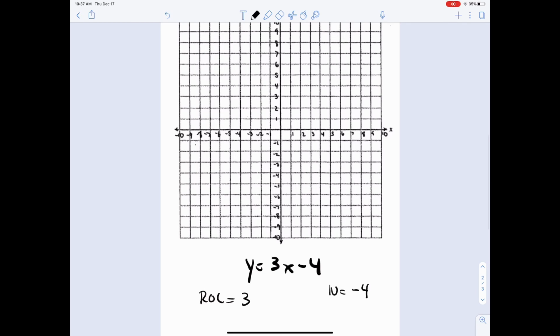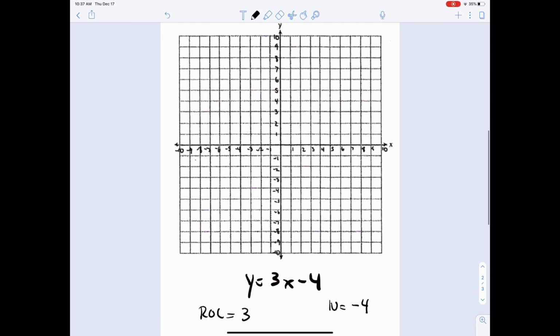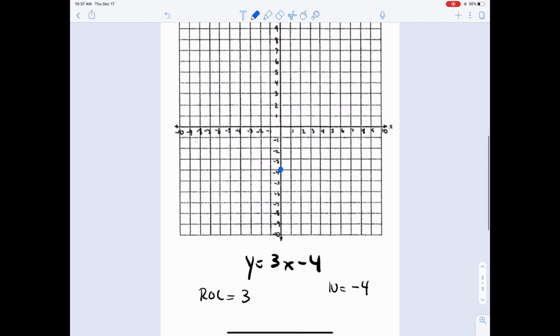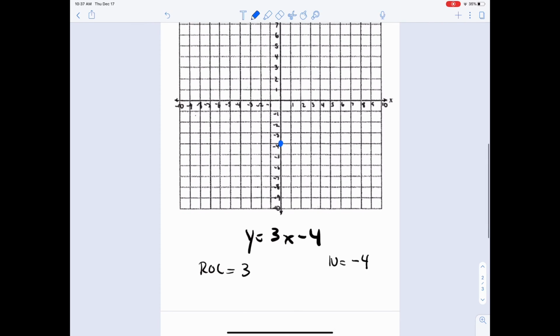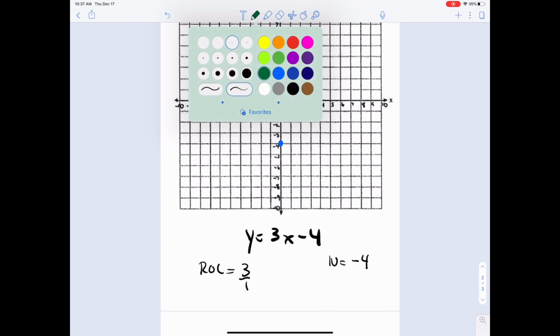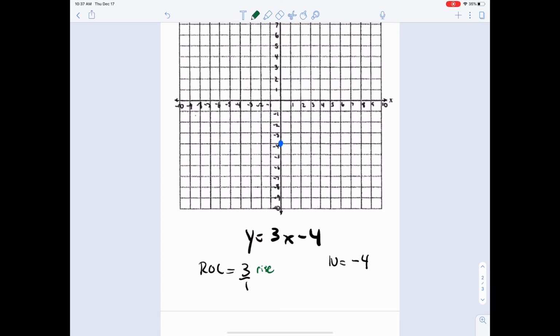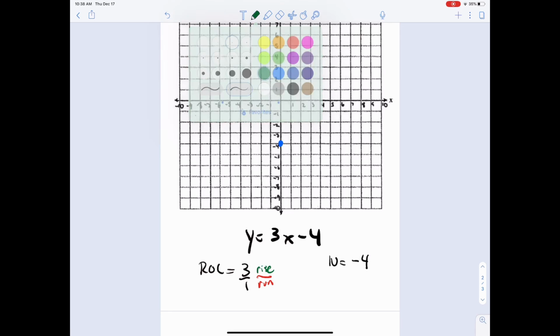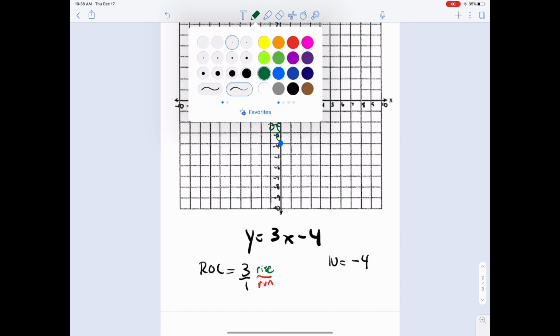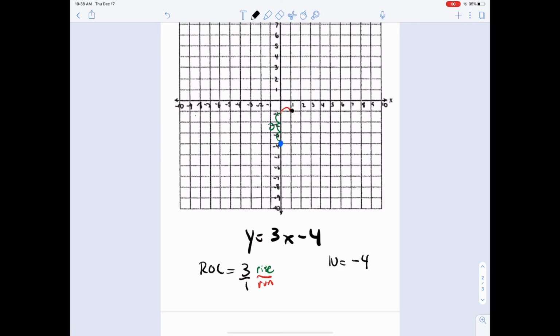So how do we graph this? Well, we start with the initial value. We go to negative 4 on our graph and put a point. And then we use the rate of change to develop more points. And when there's a whole number, we got to put it over 1, so we know how much to run over. So we have our rise over our run. So we're going to rise 1, 2, 3, and then run 1 to get to our next point. And you do it again, up 3, right 1, put a point.